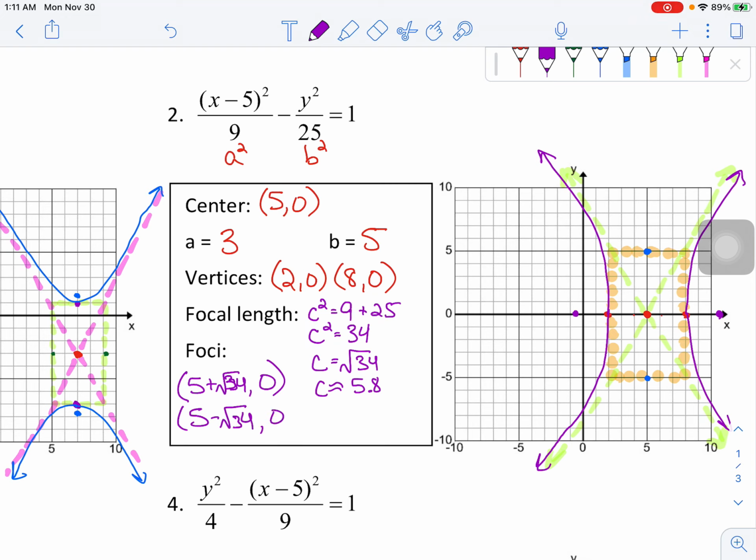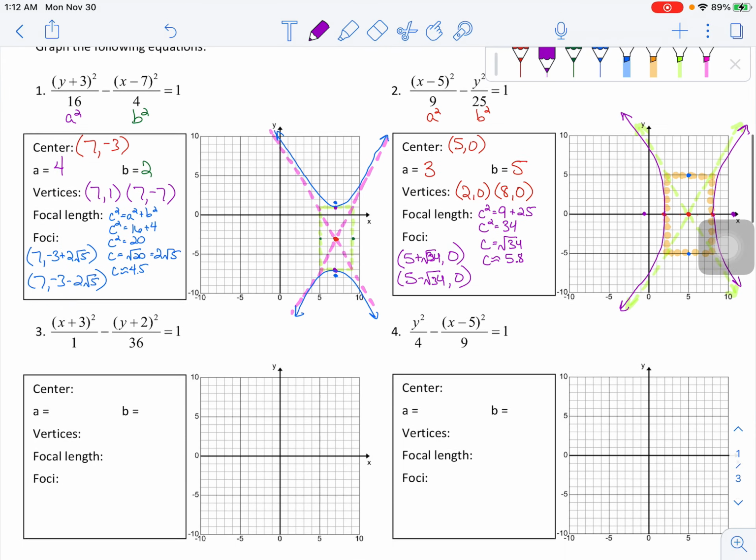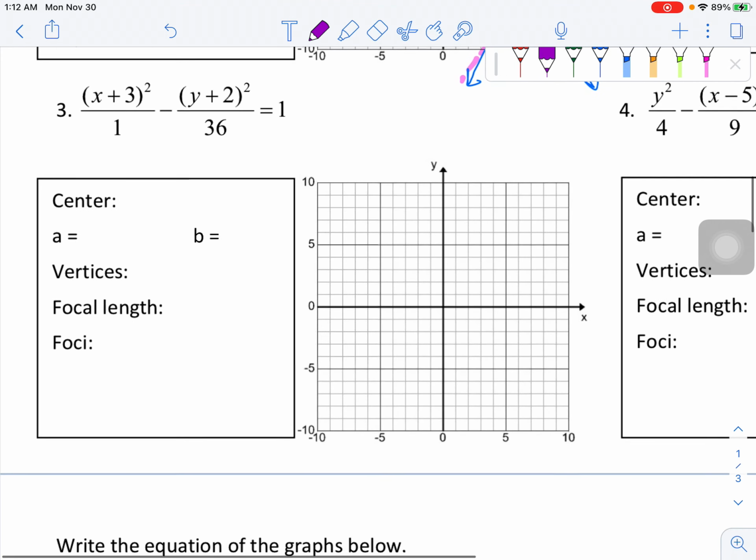And then 5 minus root 34, 0. All right, so there's our 2 foci, and problem number 2 is done. I'm going to go ahead and slide on down to number 3 here. Repeat the process.